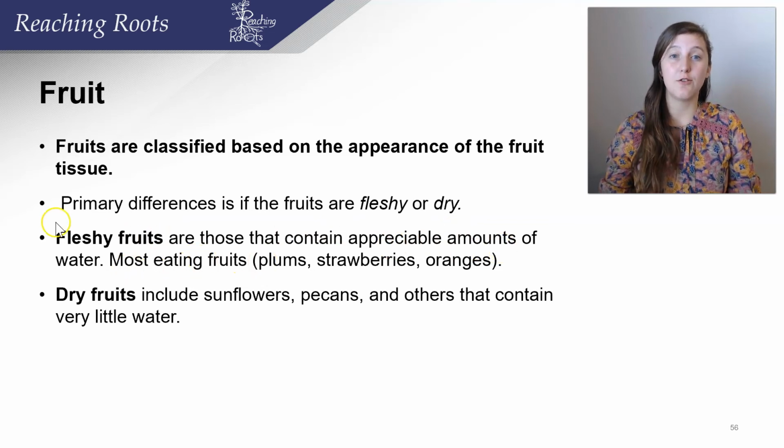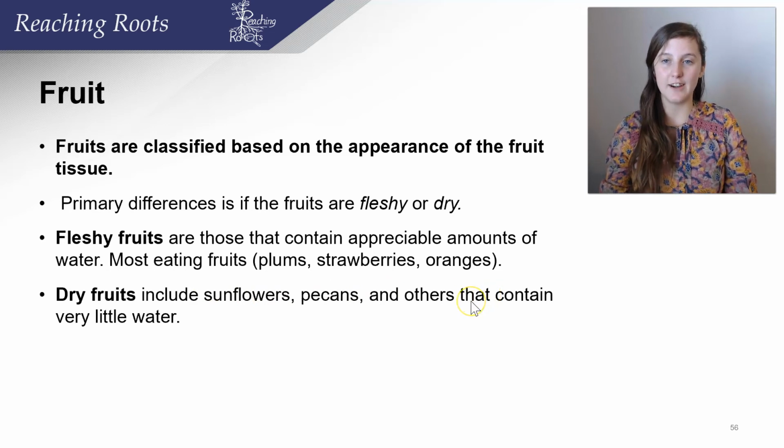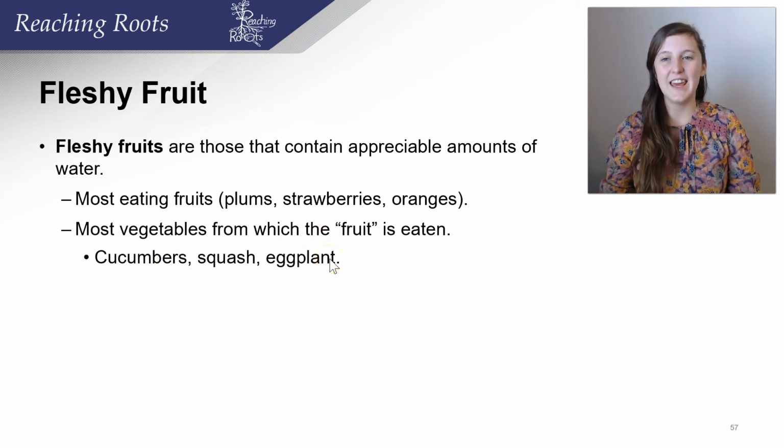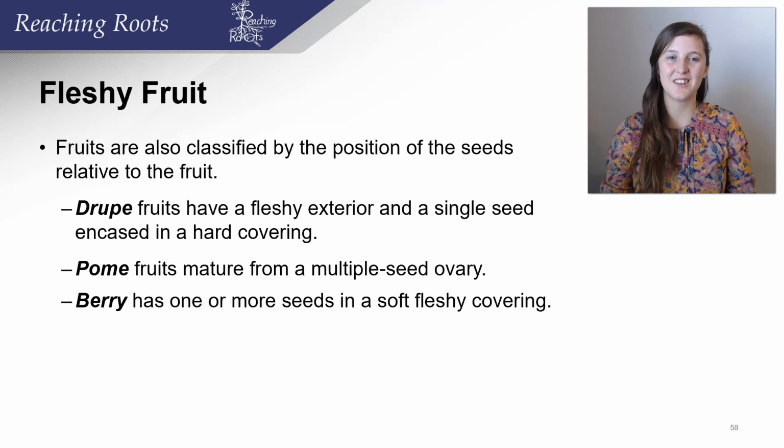Most of our eating fruits are fleshy fruits, such as plums, strawberries, and oranges. Dry fruits include sunflowers, pecans, and other things that you would usually think of as nuts. They have very little water inside. Again, fleshy fruits have lots of water inside, and examples are plums, strawberries, oranges, and most vegetables from which the fruit is eaten: cucumbers, squash, and eggplants. Anything that develops from an ovary of a flower is a fruit. So a lot of the things that you think of as vegetables, botanically, are actually fruits.